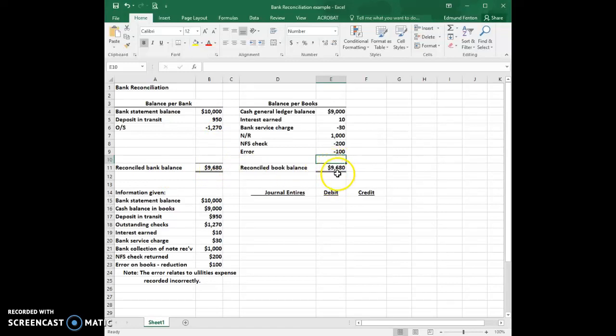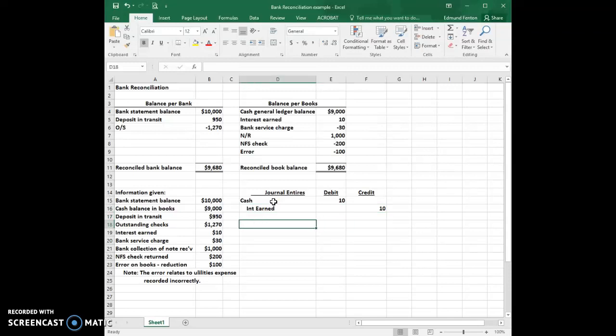And so we need to get our book balance to this number here. We have this currently. We need to make entries with these items only to get our records down to this amount. So the first entry we'd make is for the interest. It increased our cash account, so we're going to debit cash $10 and then credit, I'll abbreviate, interest earned, $10.